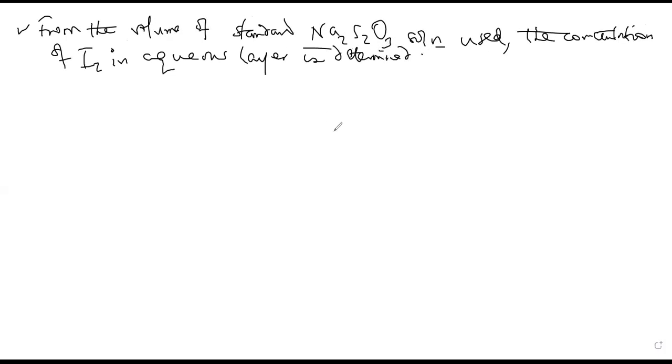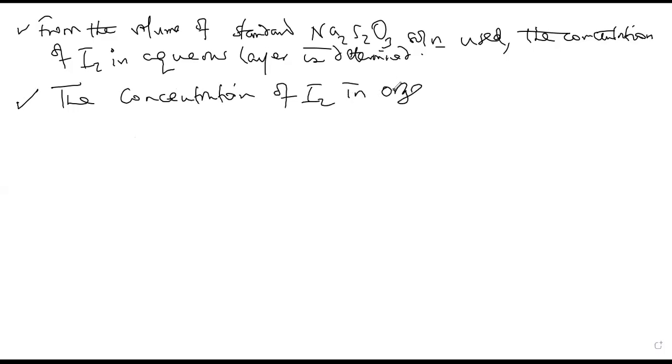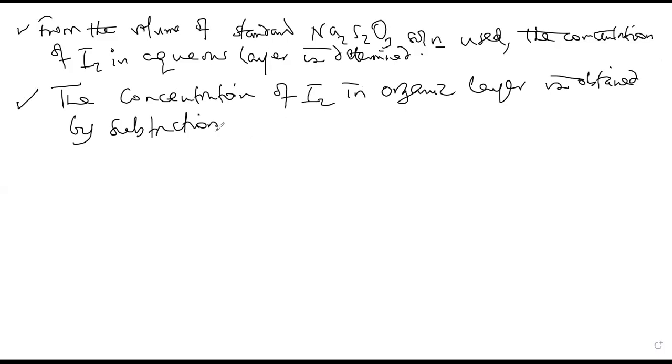The concentration of iodine in the aqueous layer is determined. After determining the concentration of iodine in the aqueous layer, you can determine the concentration of iodine in the organic layer by subtraction. Now you've gotten the concentration of iodine in the aqueous layer, and you've also gotten the concentration of iodine in the organic layer. So what do we do?